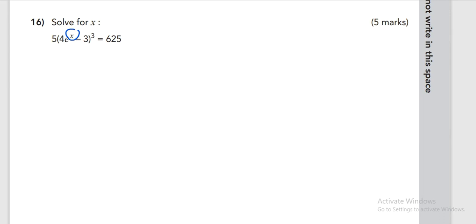Here we have to write the part with e to the power of x separately on one side and all other numbers on the other side. So here we have to separate e to the power of x. First, it's 5 multiplied by the bracket, so we'll divide by 5. So you will get (4e to the power of x minus 3) to the power of 3 equals 125.